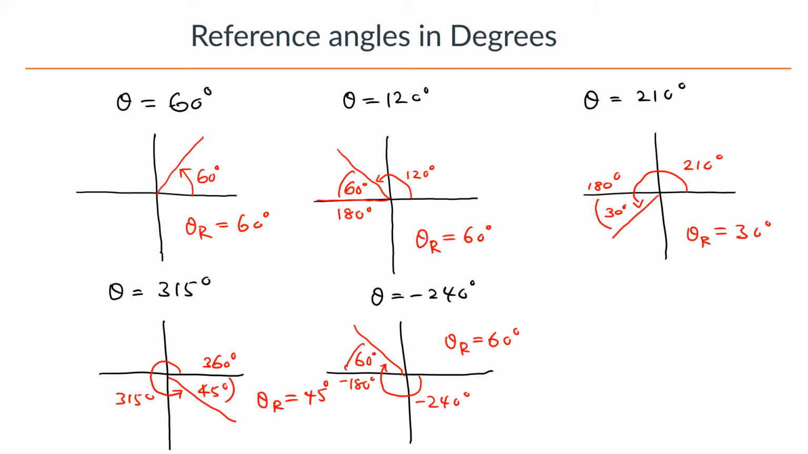And then finally, let's look at this one. Let's say theta equal 585. When I say 585, you can see that this is more than 360. So that means if you subtract 360, you're going to get 225. So that means this angle is in the third quadrant.